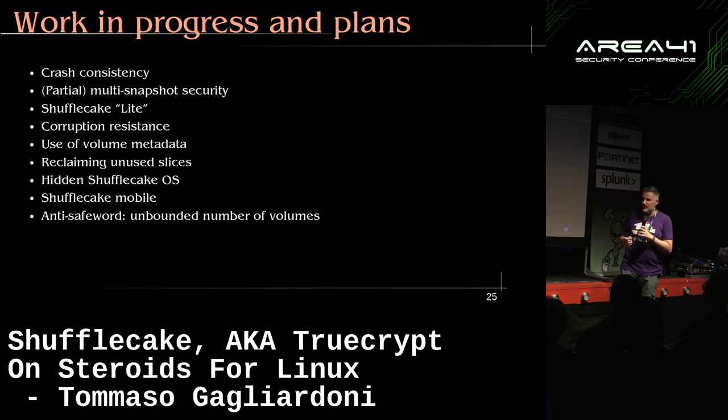Corruption resistance, this is a nice feature. Well, it's not super important, but some people want it. The idea is that if you are stopped at the border and the adversary says, open your laptop, give me your password, you give the decoy password. Very good. But then the adversary starts writing data on your decoy partition without the hidden partition being open. This has the risk of corrupting the hidden partition, because the adversary doesn't know, but they are overwriting data there.